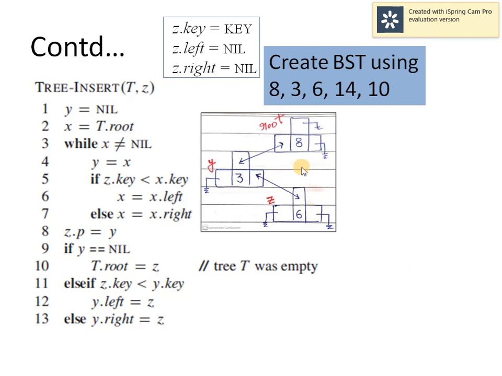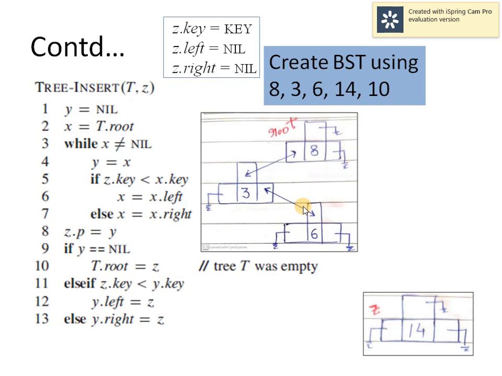So the complete structure will be updated to something like this. This is the new node which we have just inserted. The parent of this node is pointing to y, and y's right child is pointing to the new node z. Next we have to insert 14 in the existing binary search tree. So we have taken z. Again this procedure is called.